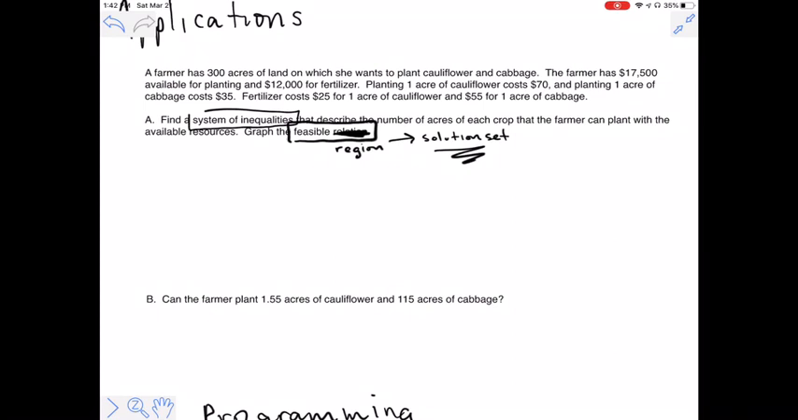So first thing we do in any of the application problems we've done is identify the question, identify what's being asked. They're asking us to find a system of inequalities and then pretty much just find the solution set. Okay, so we know the question.